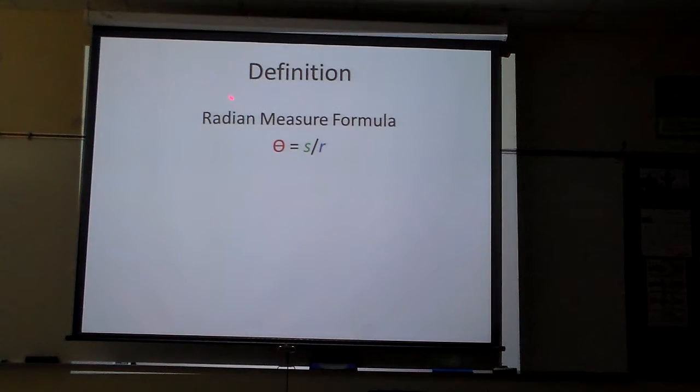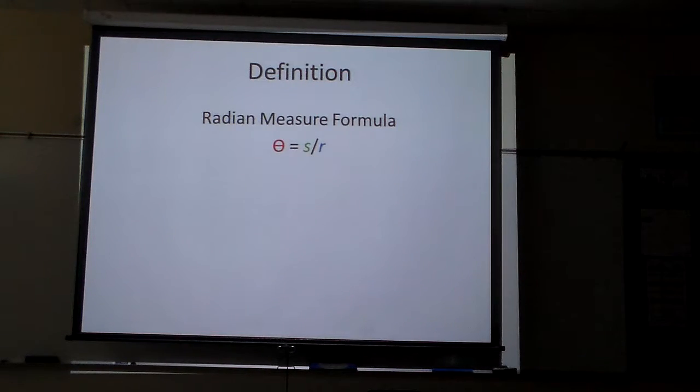Theta is the angle and it needs to be in radians. It cannot be in degrees. All problems in this format have to be in radians. So you have to convert. If not, it's simply this. The arc length divided by the radius. That's what a radian is.